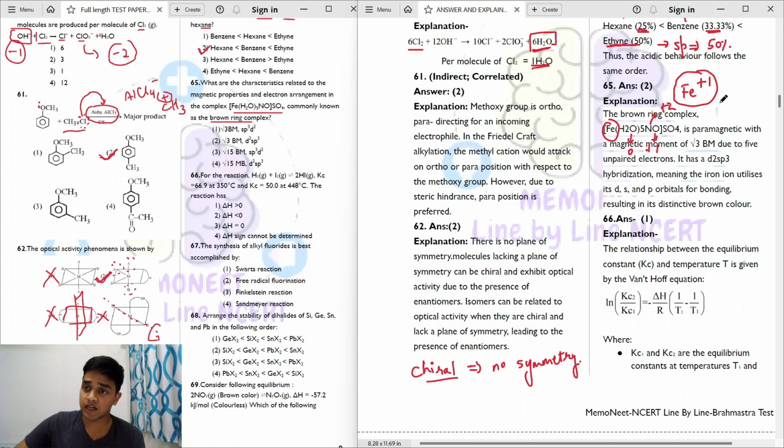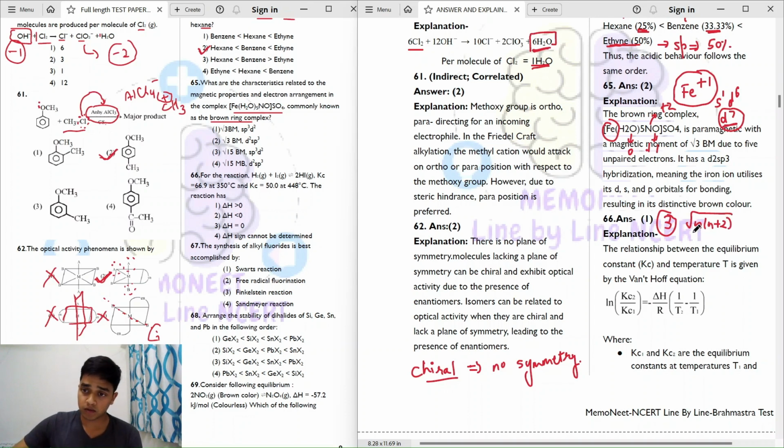So that means that we'll have 4S1 3D6, right? So we can write it as 3D7 as well. So iron is present in D7, which means that we'll have 3 unpaired electrons in the system, and for 3 unpaired electrons the magnetic moment can be calculated as the square root of n multiplied by n plus 2.